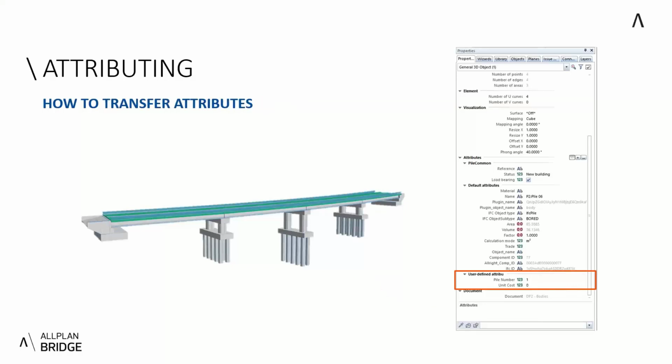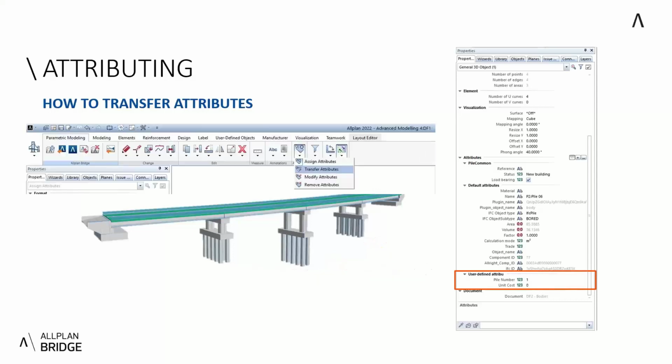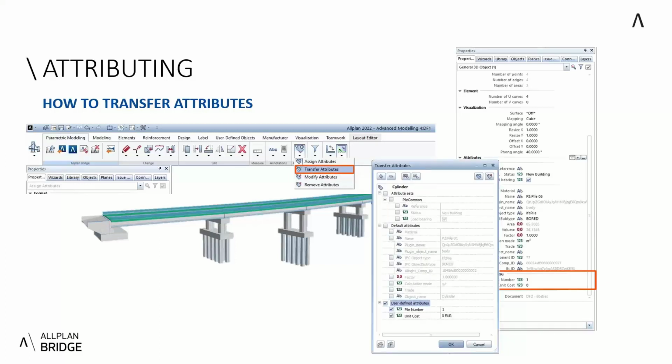And once you already create these attributes, you can easily transfer them to the other objects. So you don't have to create them for each object. And you can do this using the action bar. There is a transfer attributes option here, as you can see, and we have all these options. And one really cool feature here is that you could save the settings. For example, in this case, I have only selected a pile number and the unit cost. I can save this setting or this option and use it later in a different project.